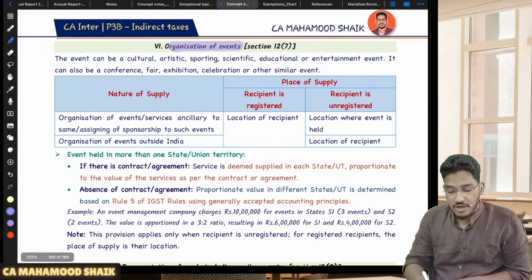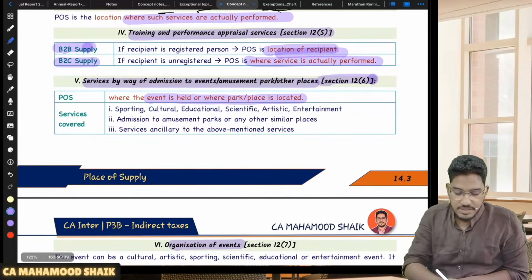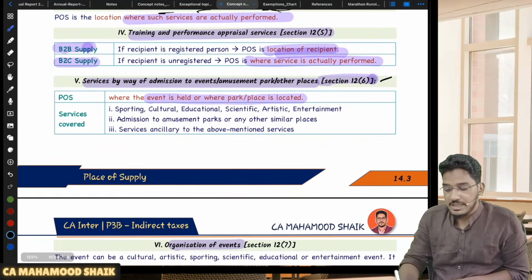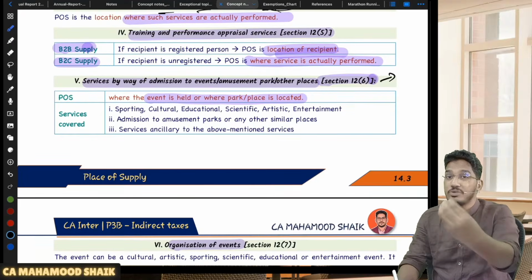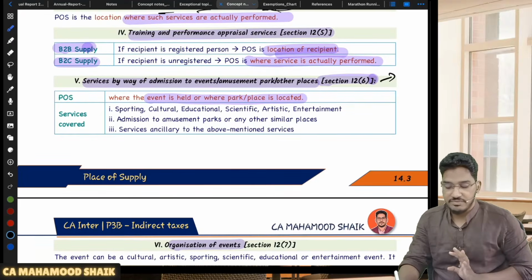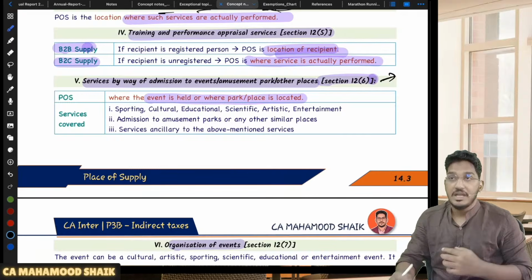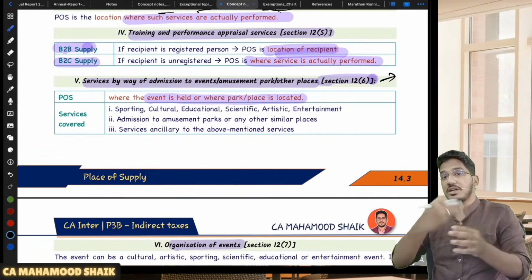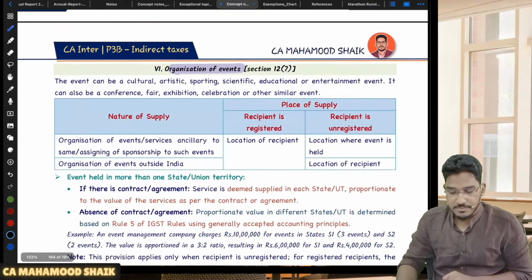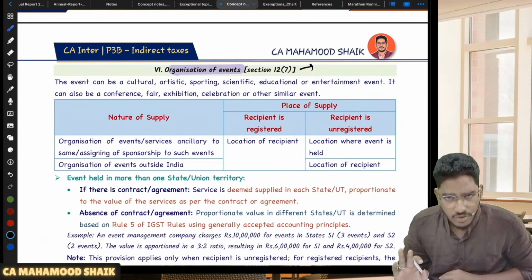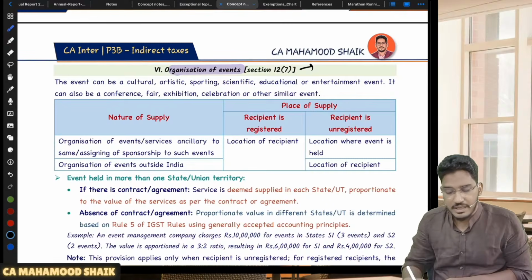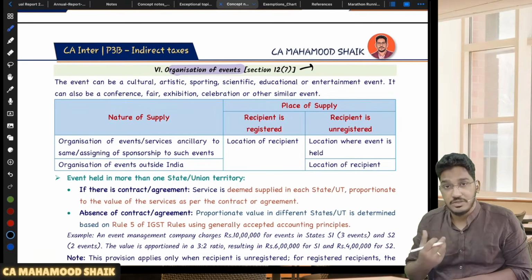Then in relation to organizing events, what is the difference between 12 subsection 6 and 12 subsection 7? 12 subsection 6 is admission to an event. For example, a concert is happening and they're selling you the tickets. For that, the place of supply depends on 12 subsection 6. If there is an event organizer who will organize that event, then it will come under 12 subsection 7. So what will be the place of supply in case of event organization services? Here also it depends on the status of the recipient.